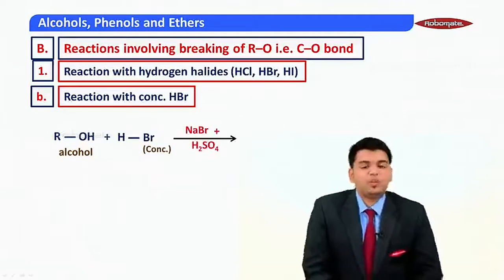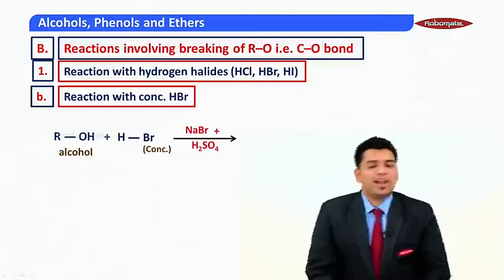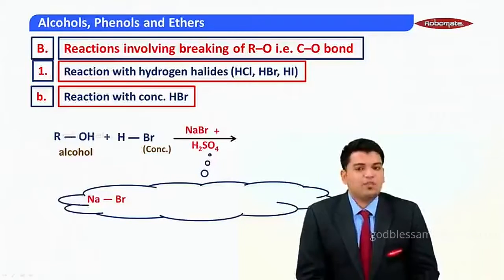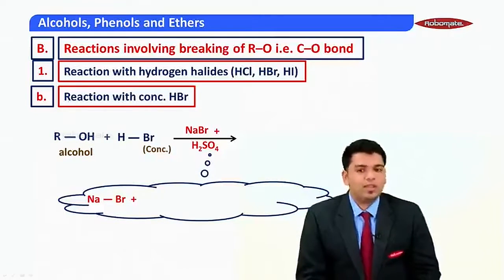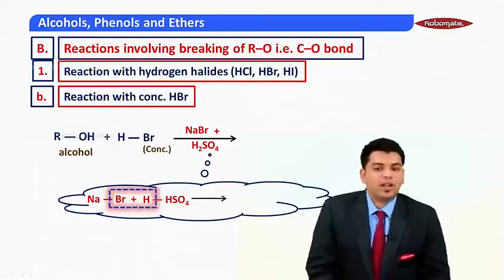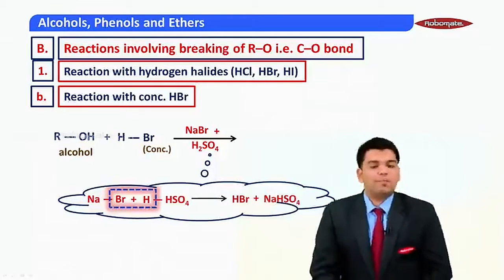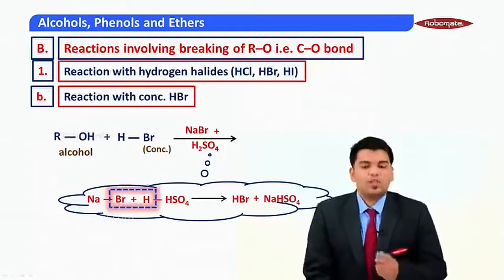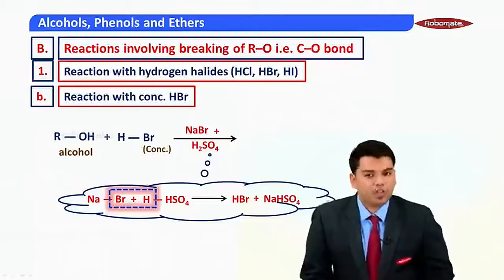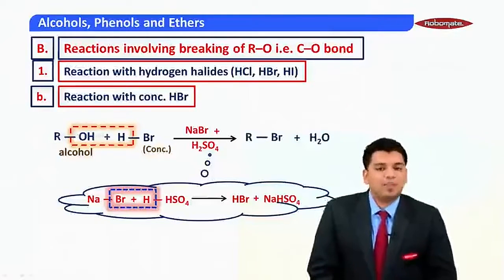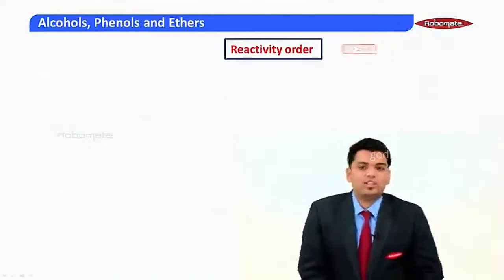So HBr is produced by the reaction of NaBr and H2SO4. Let us see how this takes place. When NaBr reacts with H2SO4, it gives out HBr, and along with that we get NaHSO4, that is sodium bisulfate. So when ROH reacts with conc HBr, there is loss of a water molecule, and the product we get is RBr, that is an alkyl bromide. Let us have a look at its reactions.